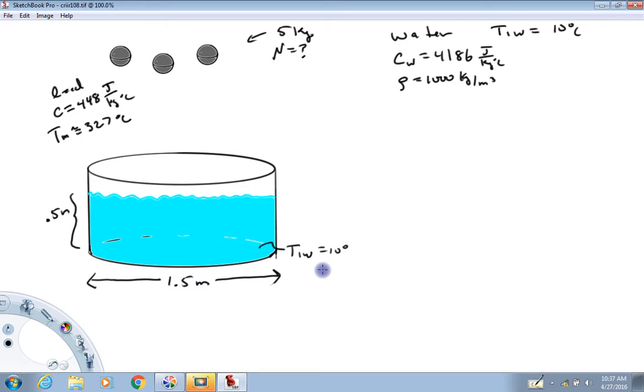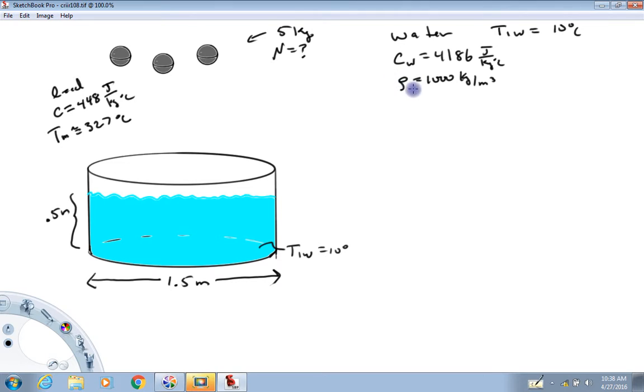Now, the 10 degrees centigrade is coming from, if you take groundwater and put it in a tank, water should come out of the ground at around 50 degrees Fahrenheit, give or take, which I believe is around 10 degrees centigrade. All right. I've already written down some of the thermodynamic data we're going to need here. So over on the left, lead has a specific heat of 448 joule per kilogram degree centigrade. We're going to assume these cannonballs start at a temperature of about 327. Over on the right, water has a specific heat of about 4186 joule per kilogram degree centigrade.